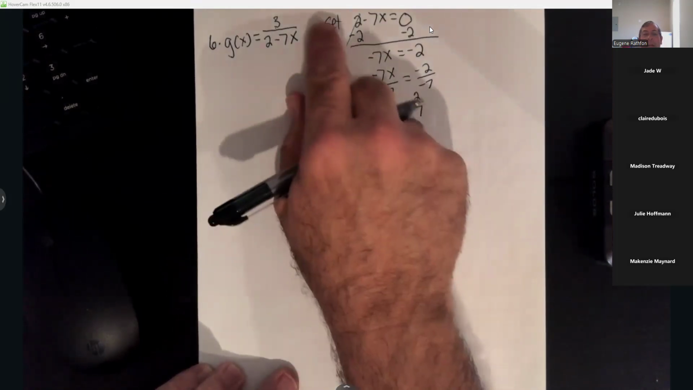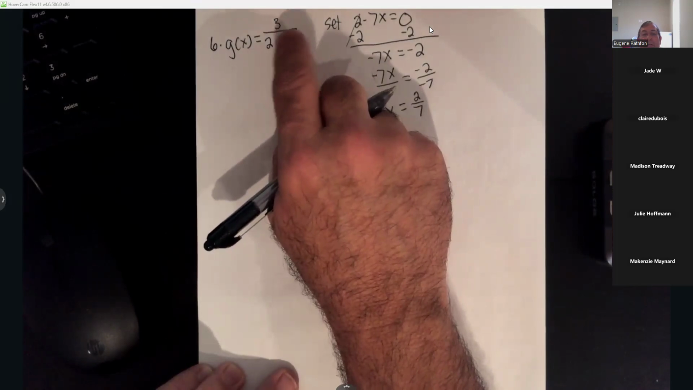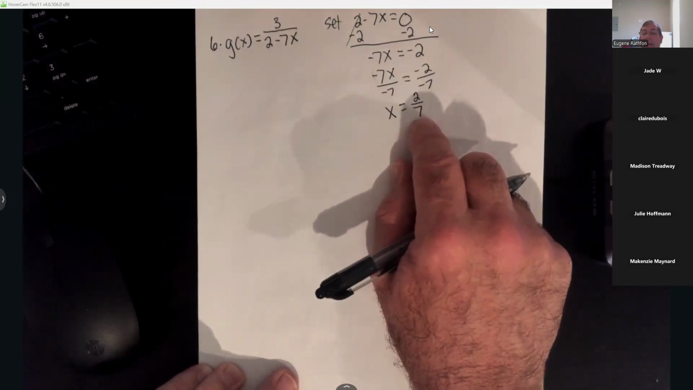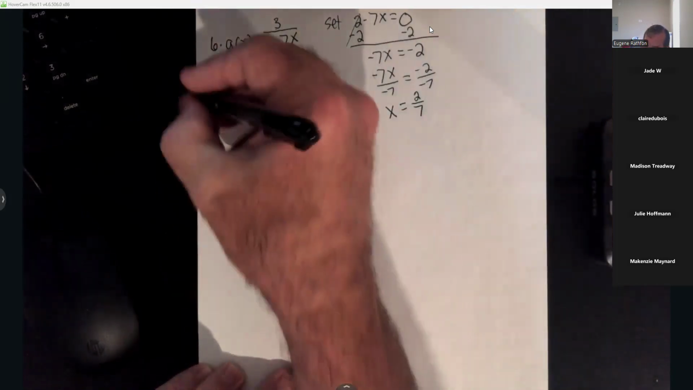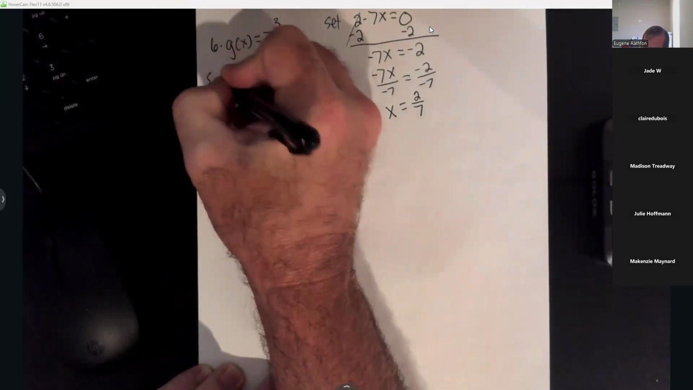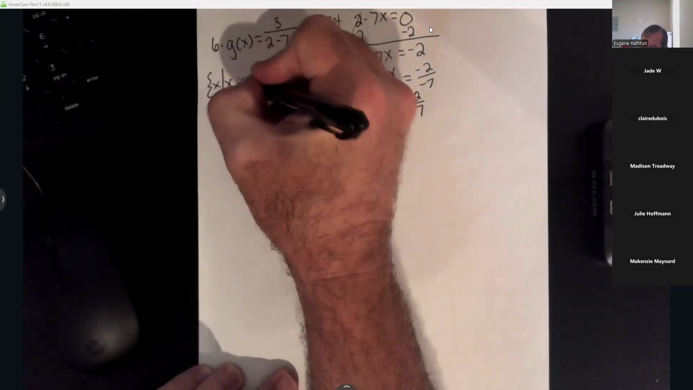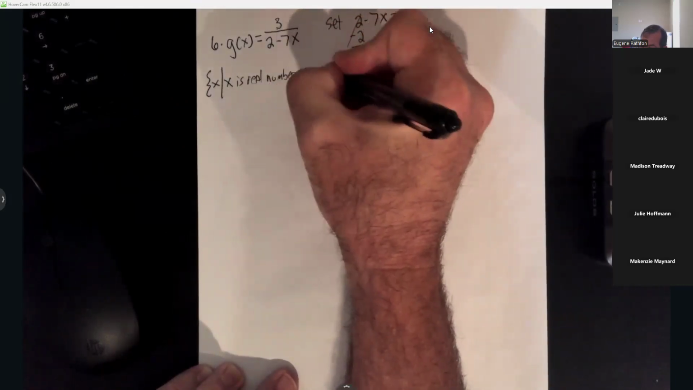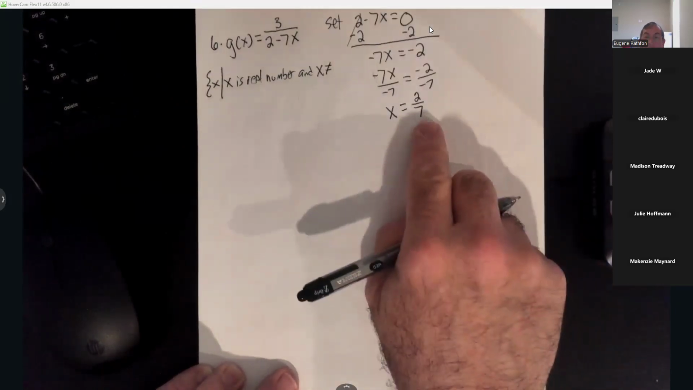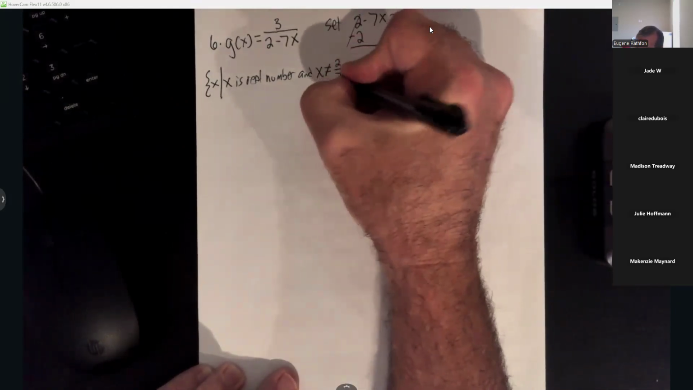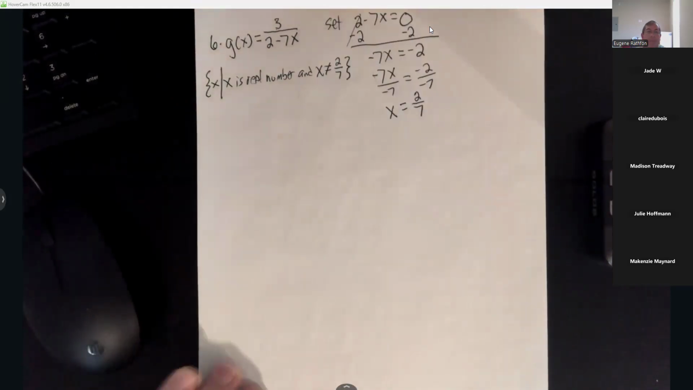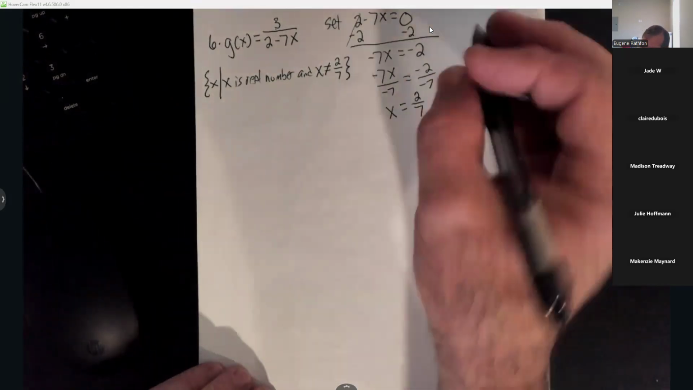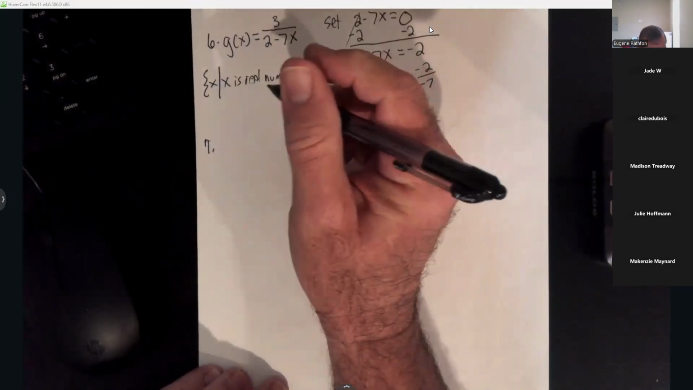Okay? So if you put that 2 over 7 in here, the 7's cancel. And then you get 2 minus 2, which makes that 0. So that's why we got to keep that fraction out of our domain. So our domain would be x such that x is a real number and x cannot equal 2 over 7. Okay, so that's how you're going to do these domains. We got 2 more left, so let's knock these out.